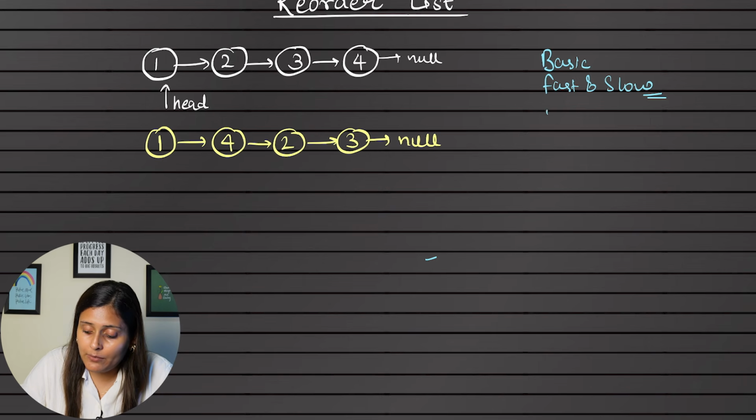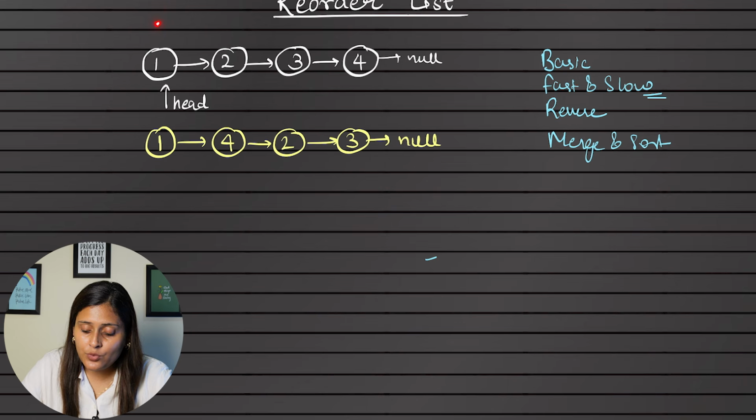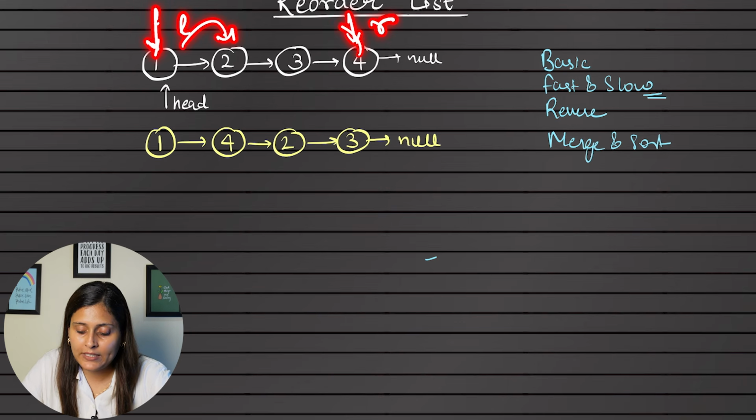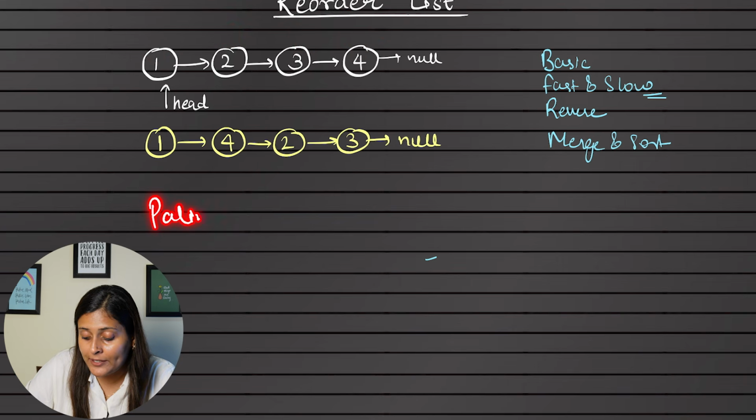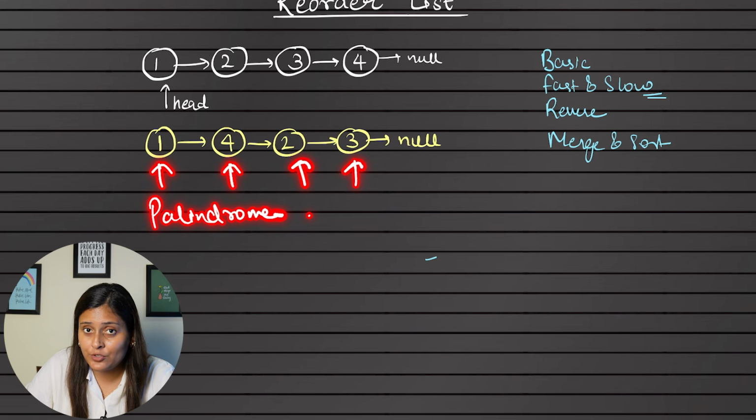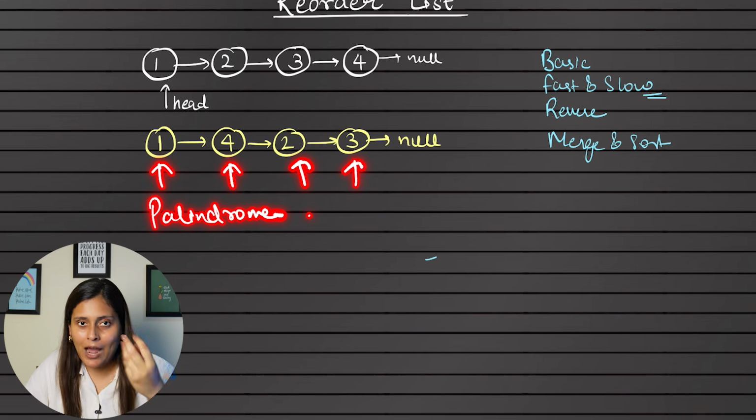Third pattern we have learned about is the reversal pattern, and the fourth is merge and sort, which we are learning now. As you know, we have to apply left and right pointers, correct? The left pointer will be left plus plus, and the right pointer will be right minus minus. The similar concept we used in our palindrome linked list, where we check if the first and last match, and next time the second and second last match. So if they match, here we have to connect.